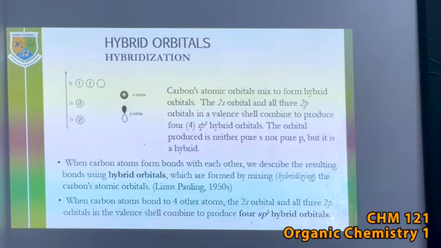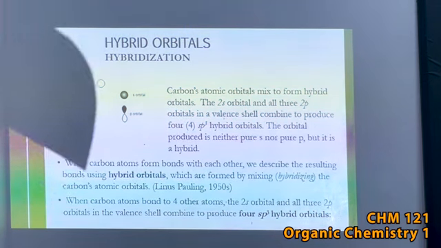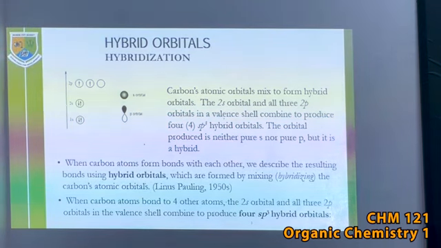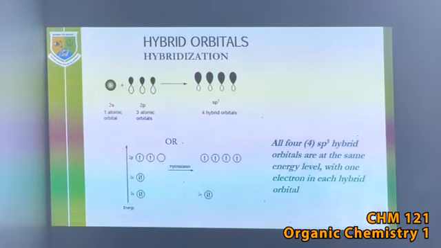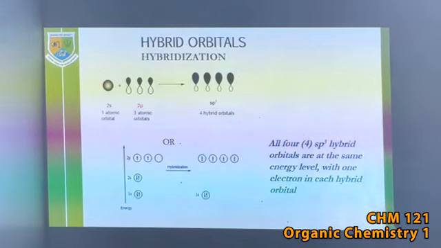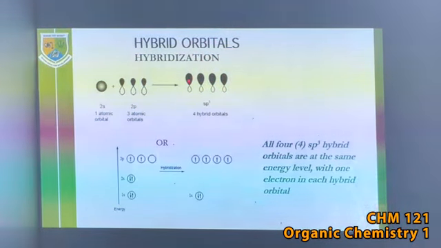So when carbon atoms bond to form 4 other atoms, the 2s orbital, there is 1 of them, and 3 of the 2p orbitals in the valence shell combine to produce 4 sp3 hybrid orbitals. Okay? And this is what we're looking at here pictorially. So you have the 2s and then the 3 p orbitals. They combine, and you can see that this is now the shape of the hybrid orbital. So you can see this shape here, neither this nor this, it has its own different identity.